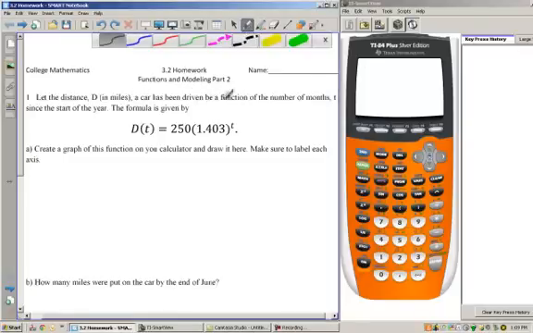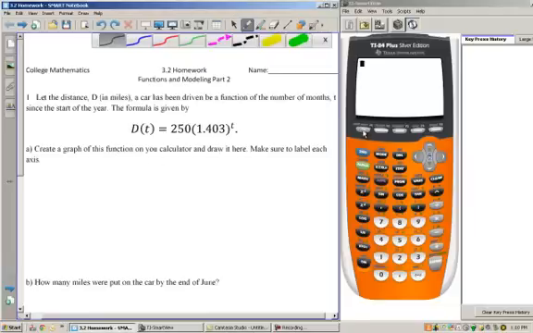All right, so number 1, it says, let the distance d in miles a car has been driven be a function of the number of months t since the start of the year. The formula is given by d of t equals 250 times 1.403 to the t. Right, so we want to create a graph of this function on our calculator and draw it here and make sure that we label each axis.